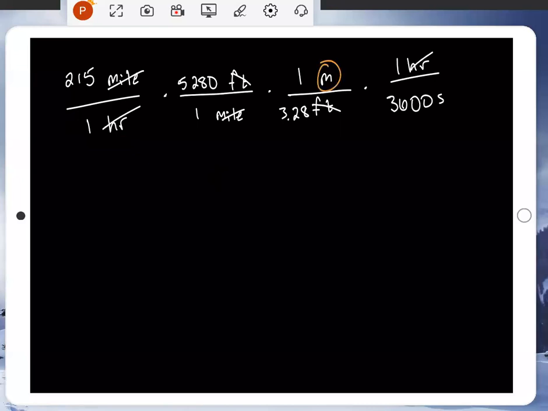Now what's my final units? What I want, meters per second. And then the final thing, of course, to get your number is put it all in the calculator and don't make a mistake, right? So we got 215 times 5280 divided by 3.28, and then divide that by 3600. So 96.14. And we want to be careful here. We have 4 significant figures. Notice I didn't write that. I don't care, but I do care in the end. So 4 significant figures means it's 96.14 units, of course, meters per second.